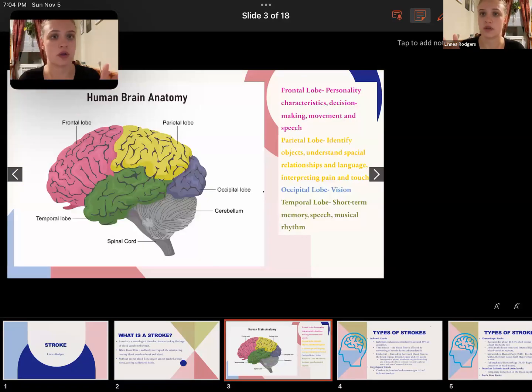This is some quick brain anatomy. The frontal lobe is responsible for personality characteristics, decision making, movement, and speech. The parietal lobe is responsible for a person being able to identify objects, understand spatial relationships such as proprioception, understanding where you are in space, language, interpreting pain and touch. The occipital lobe is mostly responsible for vision, and the temporal lobe for short term memory, speech, and musical rhythm. So a stroke can occur in any part of the brain, affecting any number of functions.